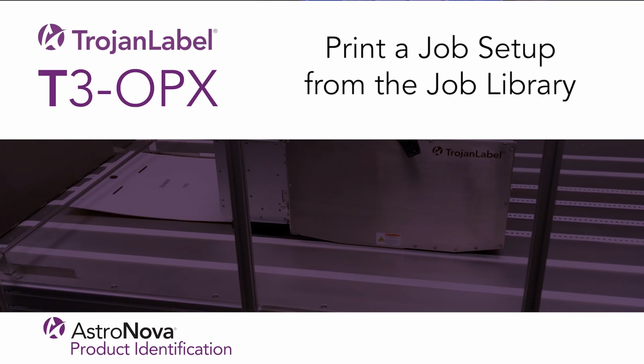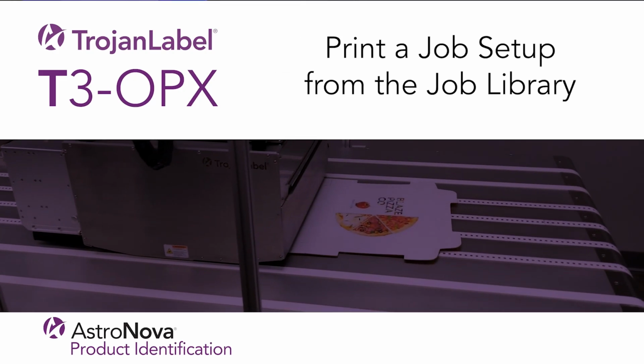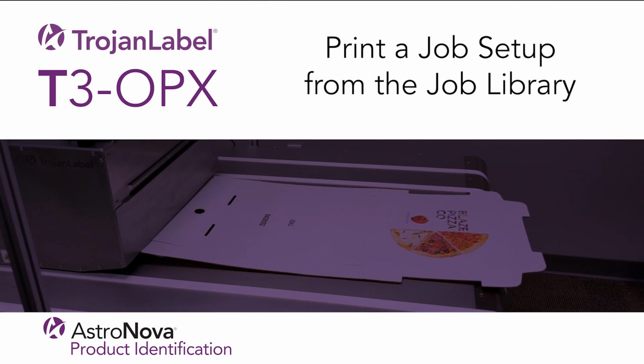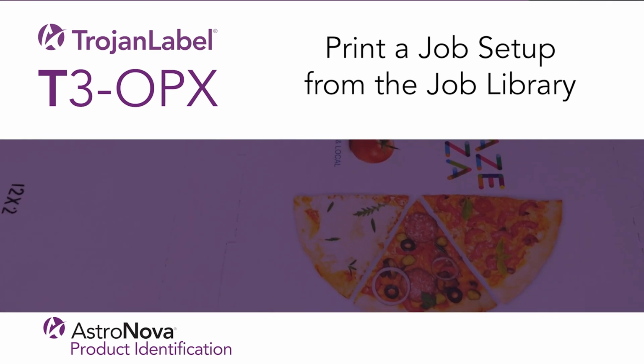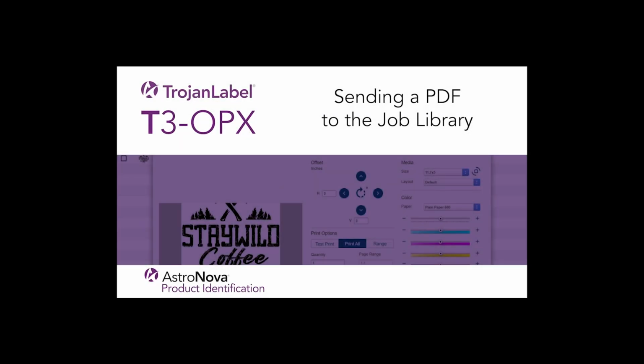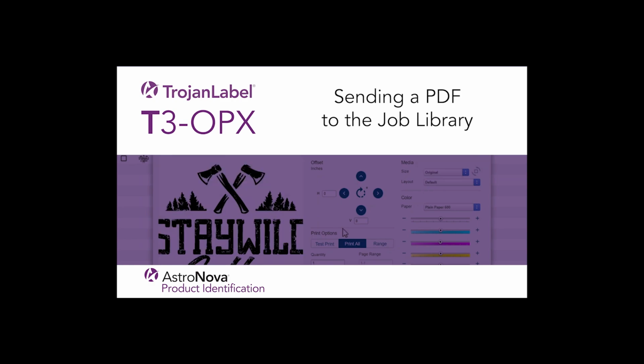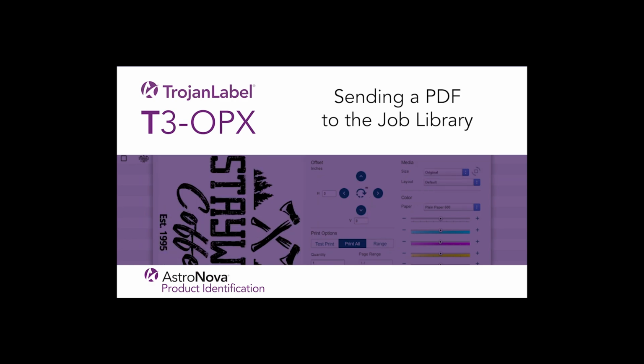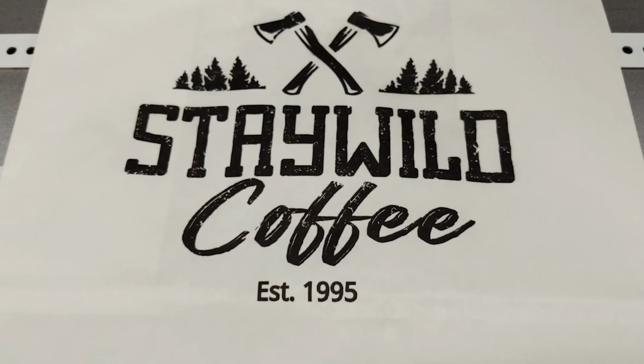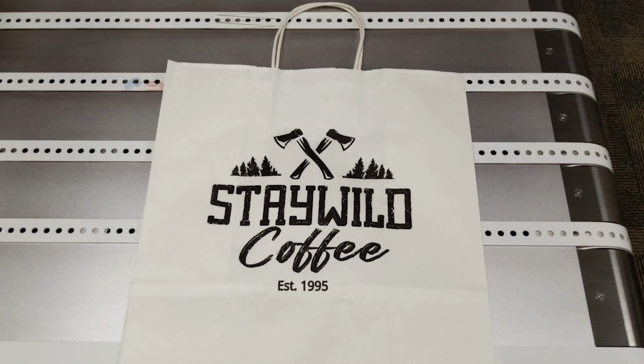Welcome to our Trojan Label T3-OPX video on how to print a job setup from the job library. If you haven't watched our previous video on sending a PDF to the job library and you'd like to know how, please go back and watch that video before completing the rest of this tutorial. We'll use a paper bag with a handle for our demo today.